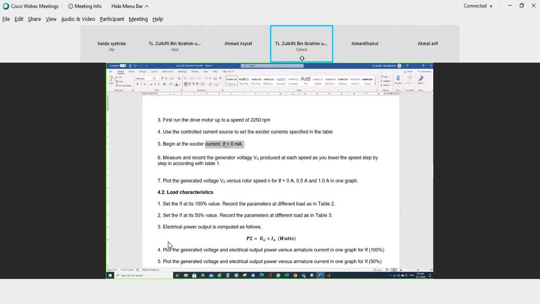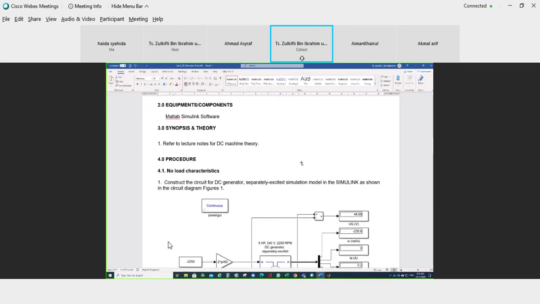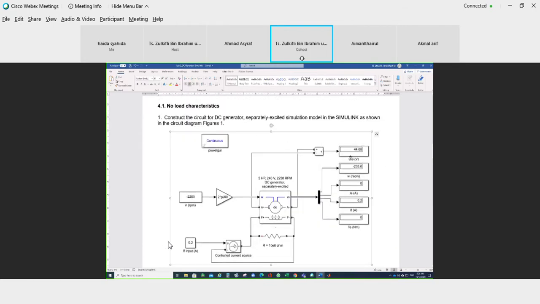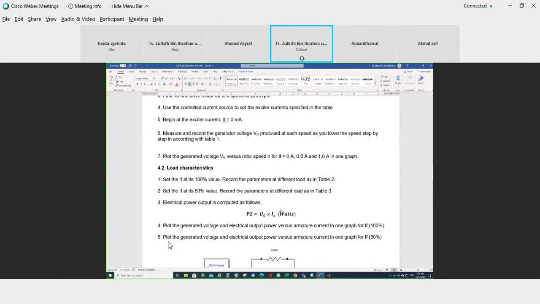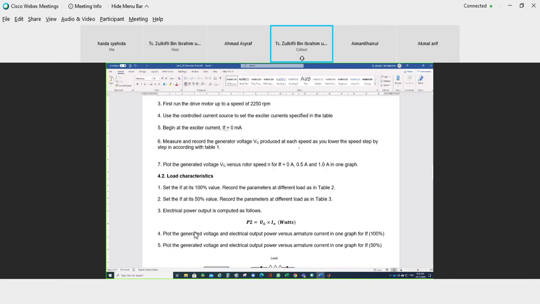And you have to measure the VG tadi. VG is UG kat sini, saya tulis. So VG, yes VG. And at each speed, as you lower the speed step by step according to table 1, then you need to plot the measured generated voltage VG versus rotor speed for different field current, okay, in one graph.